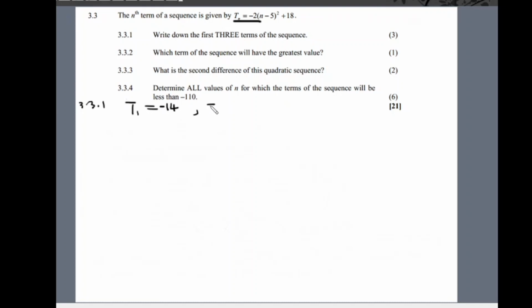Right? And then T2 is equal to 0. When you substitute 1 in that formula, we'll get T1. When you substitute 2, you will get T2. And then when you substitute 3, you will get term 3. So when you substitute 3, you will get 10, right? So write down the first three terms of the sequence.